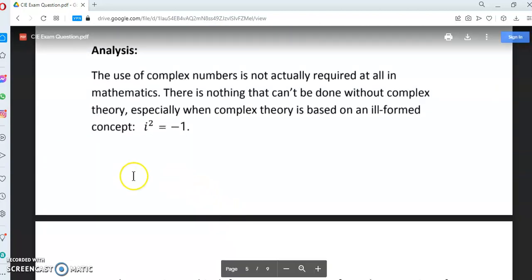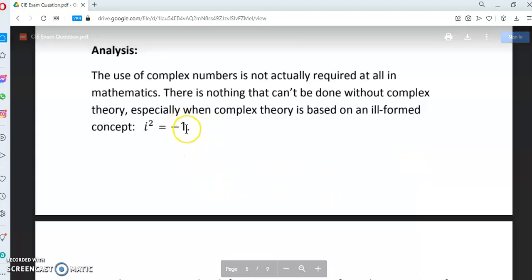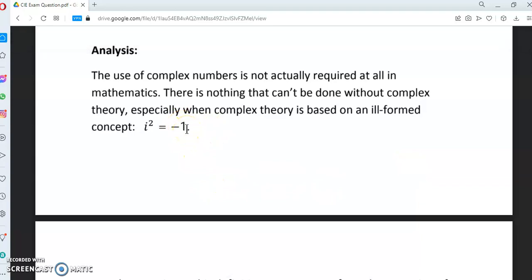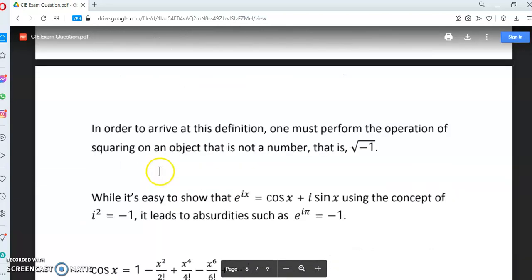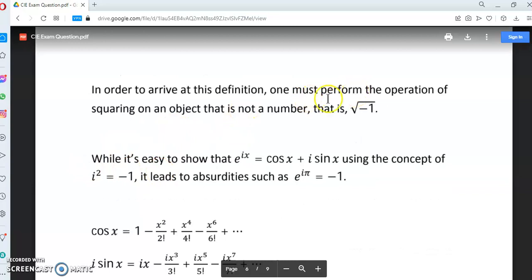There is nothing that can't be done without complex theory, especially when complex theory is based on an ill-formed concept. You have to believe that you can take the square of something that is not a number, okay? The square root of -1 is not a number. So in order to arrive at this definition, one must perform the operation of squaring.